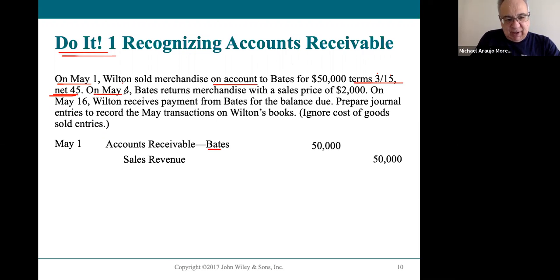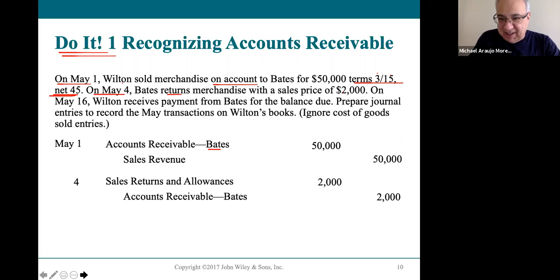So on May 1st, they're going to set up a receivable because they're expecting $50,000 to be received from Bates. But what happens? Well, on May 4th, Bates returns merchandise for $2,000. Well, we have to adjust our receivables, right? So we're going to debit sales returns and allowances for the $2,000 that were returned to us, and we're going to lower our receivables by $2,000. So now our receivables are $48,000. And then on May 16th, they make payment. Well, that's within 15 days because May 1st, the first full day would be May 2nd. So you're going to start from May 2nd. So May 16th is the 15th day after the sale.